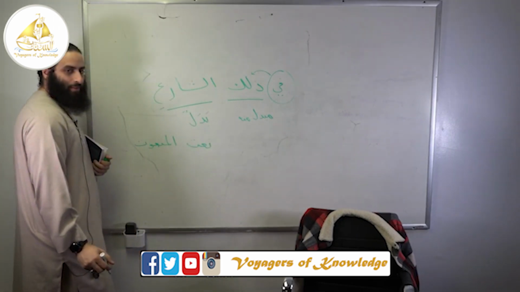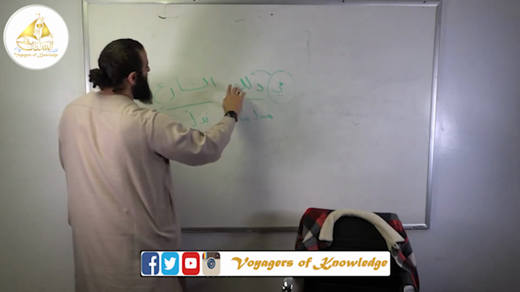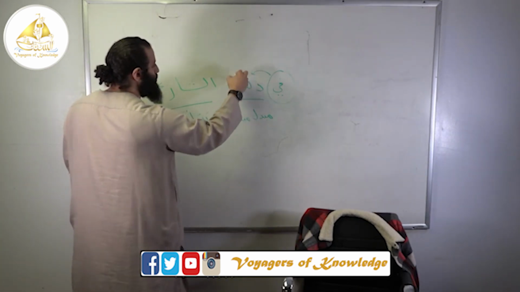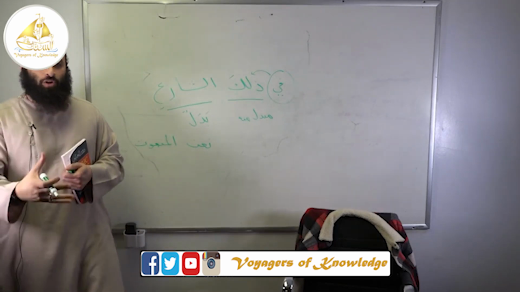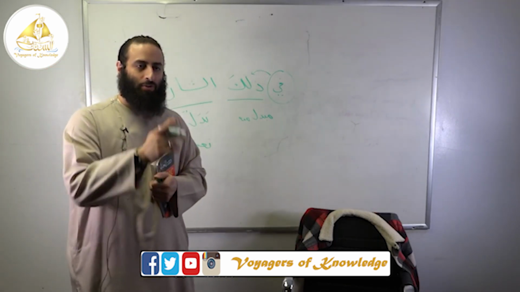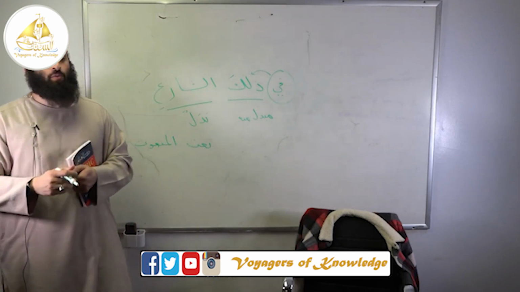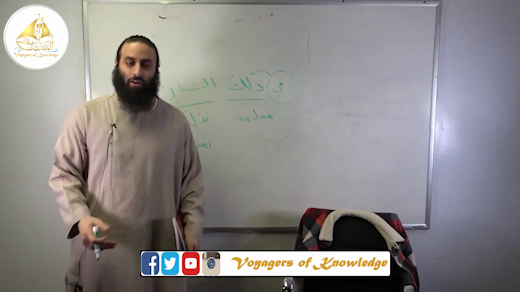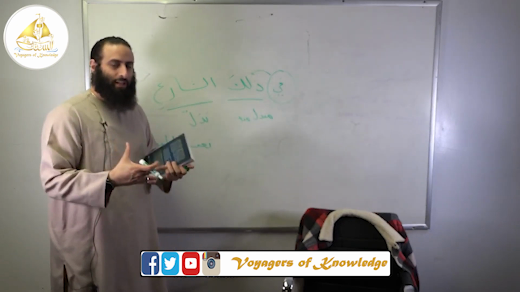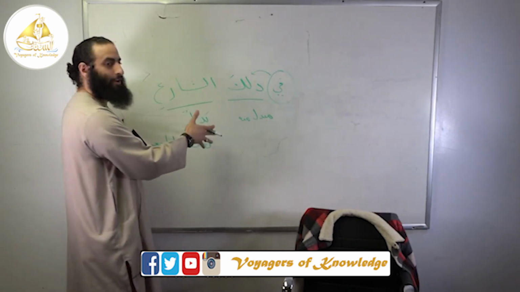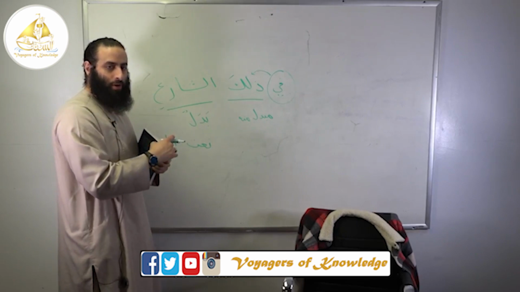So is it ذلك الشرعي? No, dhalika stays as it is. This is a special word. Dhalika and hada and tilka are words that are called mabniyun. They don't change, right? Harakat don't change. They don't change on the outside, but they change in their place. You'd still call this ism ishara, mabniyun.